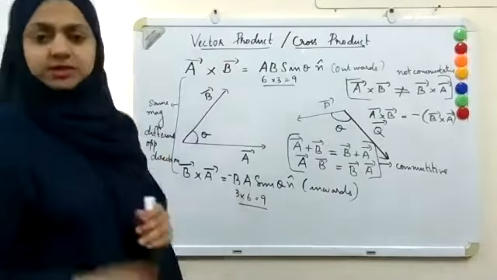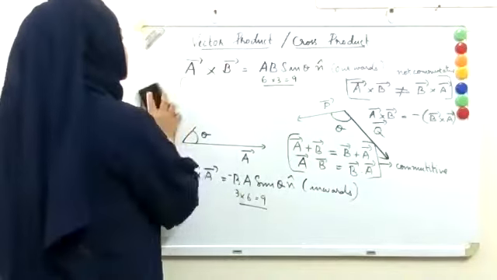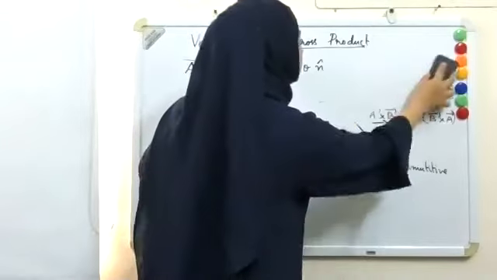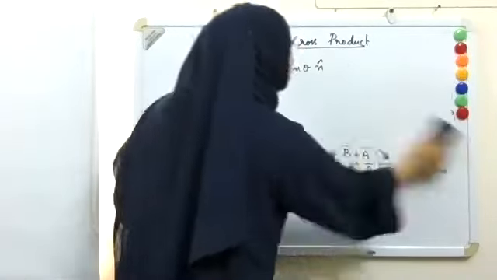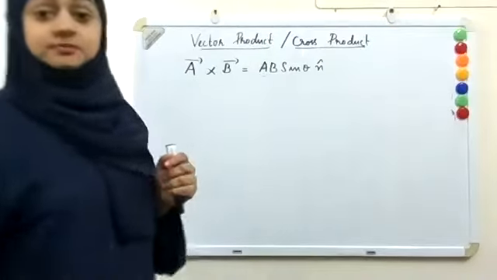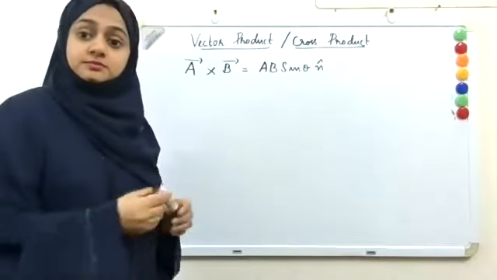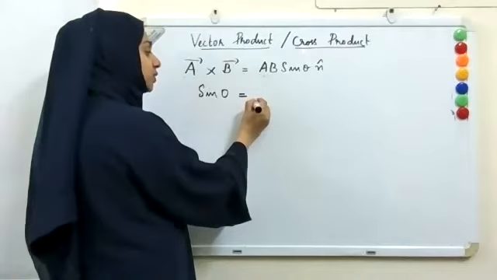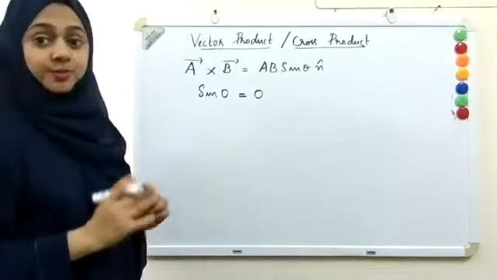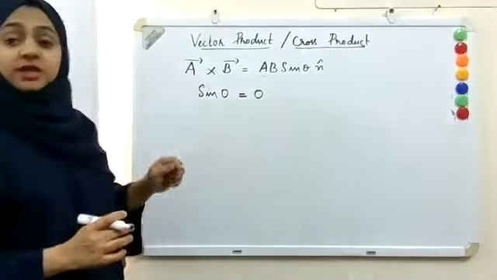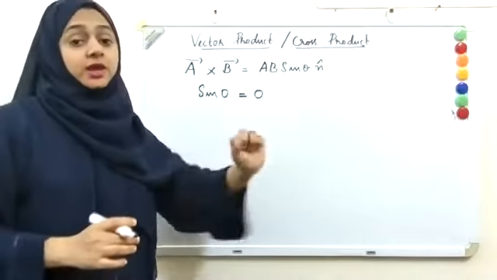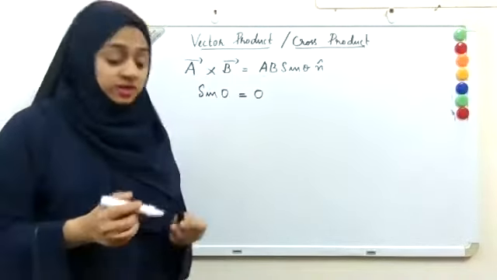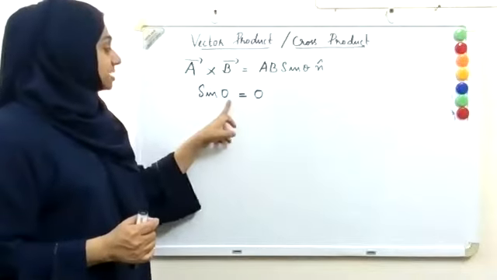Now let me ask you one thing. When is sine theta 0? When will you get sine theta equal to 0? What should be the value of theta? What is sine 0? Equal to 0, right? Suppose I take two vectors A and B in the same direction. If A and B are in the same direction, what about their angle? Angle between them will be 0. So sine 0 is 0.